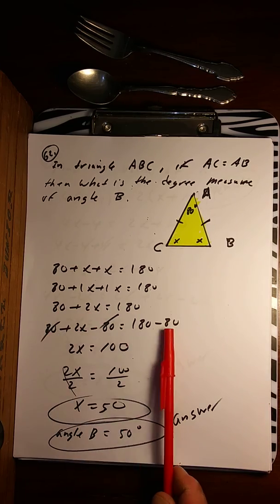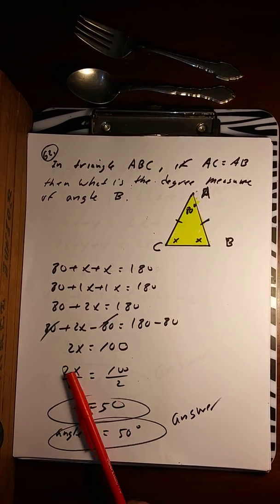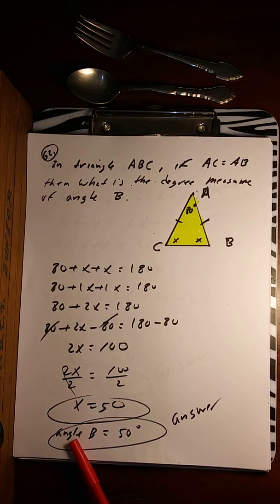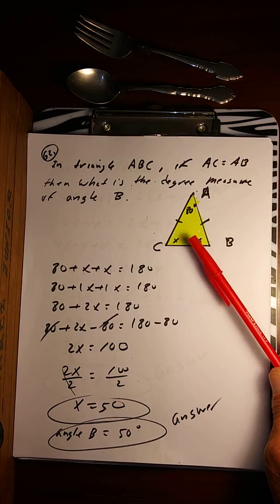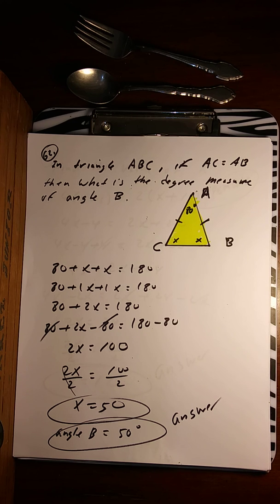Subtract 80, subtract 80. So 100 equals 2x. Divide by 2, divide by 2. So x is 50. So angle B is 50 degrees. So this is 50 and 50, and this must be 80.